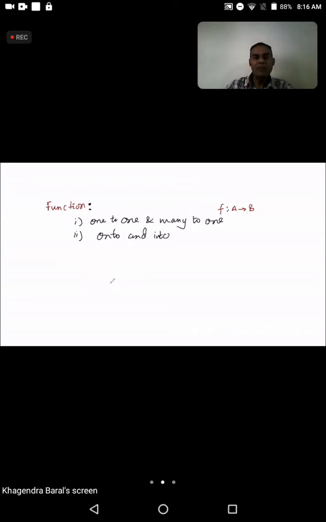This is just a background. Now we come to the next part, domain and range of a function. You know, what is the domain and what is the range of a function?